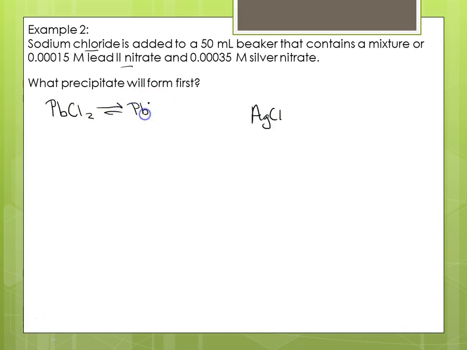So what I want to figure out, if we've got all these solutions together, is which one is going to precipitate out first. So again, another little application of Q versus K. So let's set up our equilibrium expressions. Think about what we have. I have volumes and molarity. So first thing you want to do, calculate moles. Always calculate moles. I don't know the chlorine in this case.